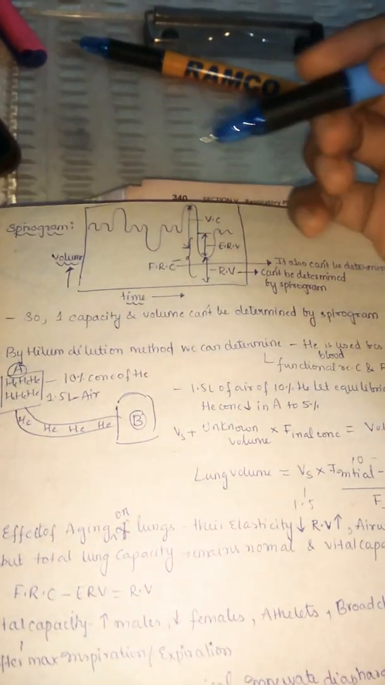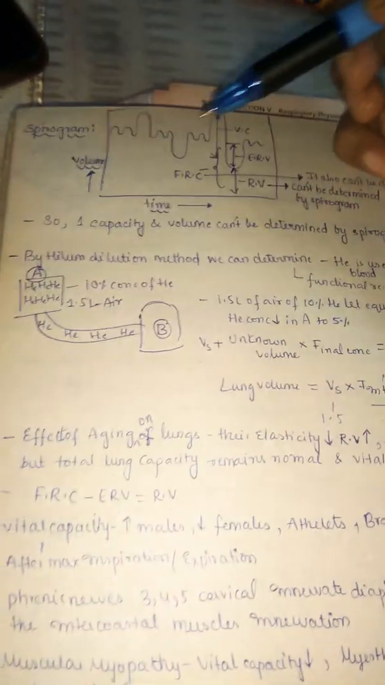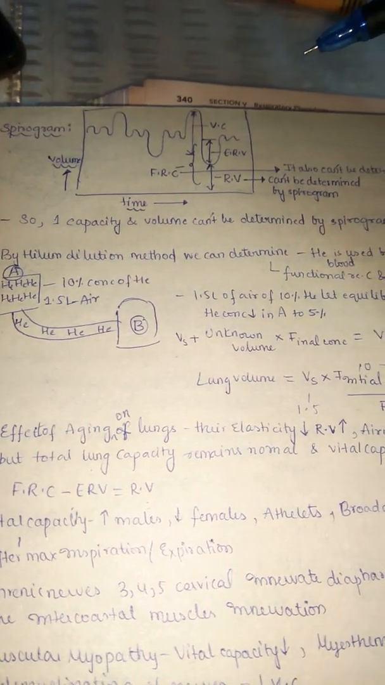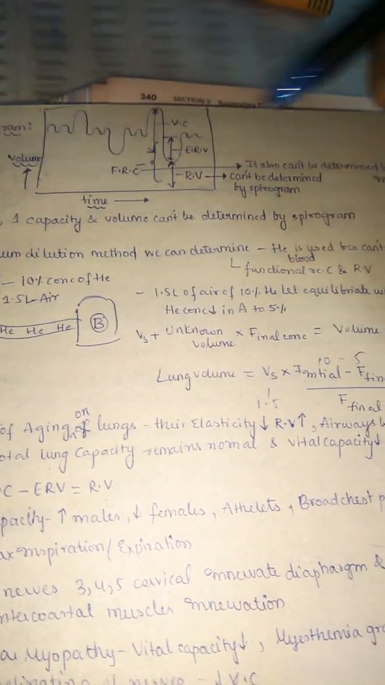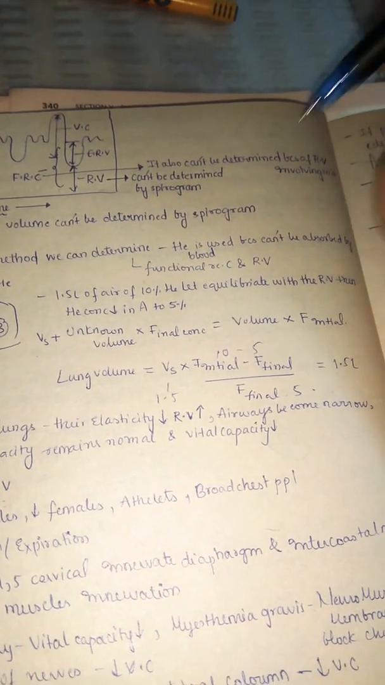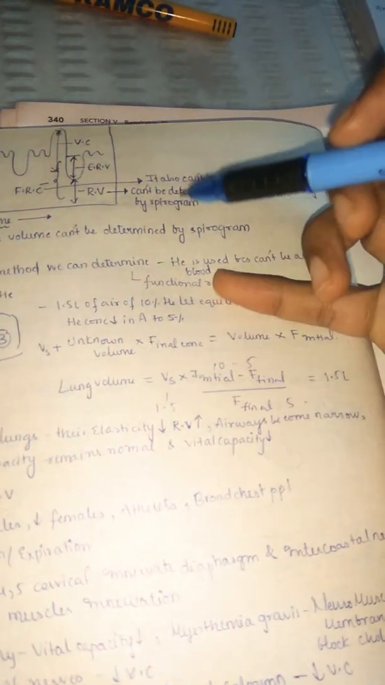So in a spirogram, if we try to draw the graph, it would look like this. You can see inspiratory reserve volume and expiratory reserve volume. So this is the functional residual capacity. It can also be determined because reserve volume is involved in it.